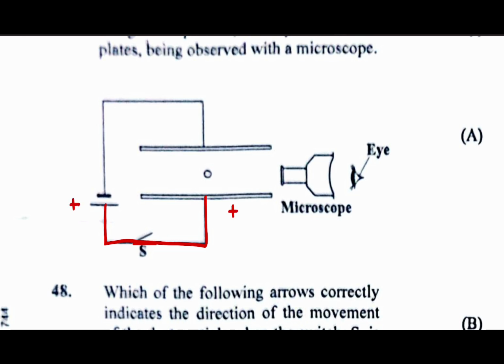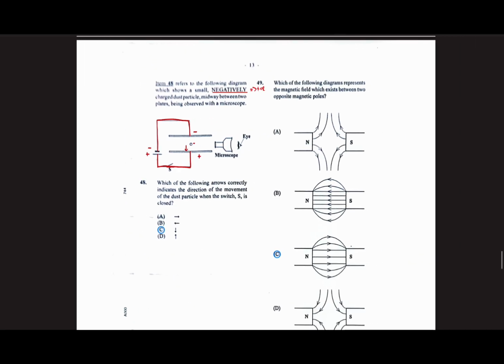So this plate is going to become positively charged, and this plate over here is going to become negatively charged. So this particle is negatively charged, so it's going to be drawn towards the positively charged plate, which is this plate. So it's going to move downwards. And so my answer is C.